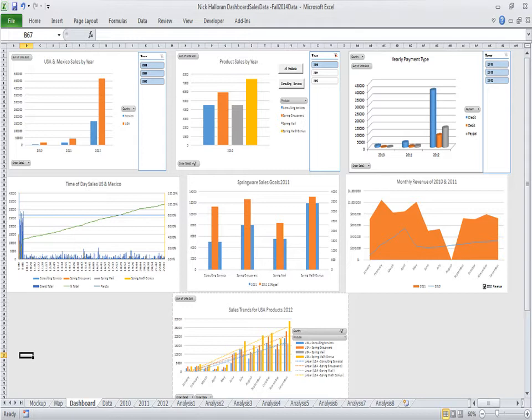This is my Excel dashboard project. On my first slide here, I've just got my 7 charts. My first 3 are really basic. I'll start out with my first one.